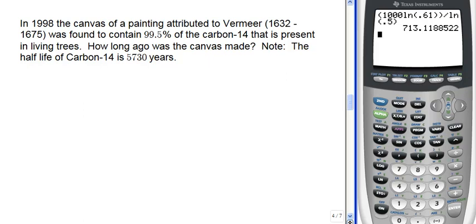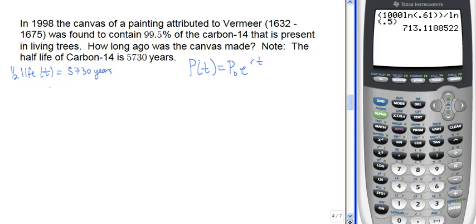So what we're told is that we have this carbon-14 being measured in the canvas of the painting. And because that's a radioactive decay type of scenario, we're going to use our same old model that we've been using on the previous problems, which says that the amount present, P of t, is the initial amount, P sub 0, e to the rt. And what we're told here is that the half-life of carbon-14, which is a time, remember, is 5,730 years.